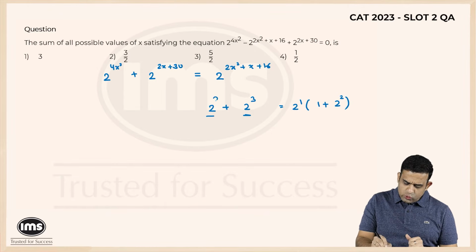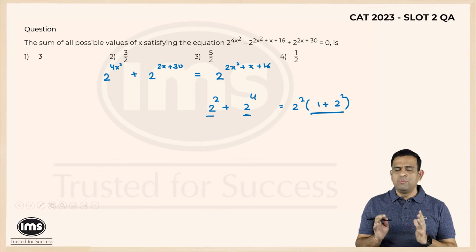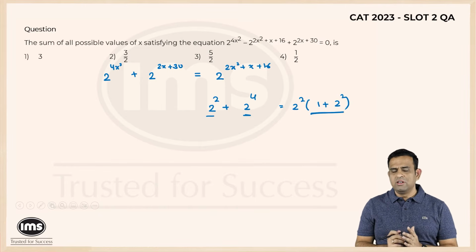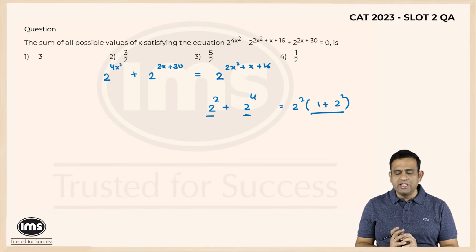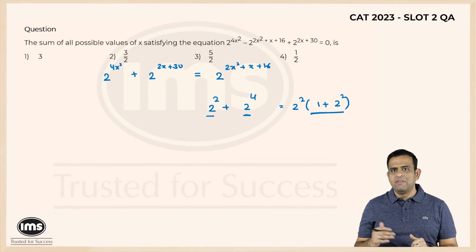Then whether I take 2 power 2 plus 2 power 4, then 2 square will be common, and we get 1 plus 2 square. Again, this part can never become 2 power something. In simple words, if I have 2 power m plus 2 power n for m and n being distinct, in that particular case, this can never happen.